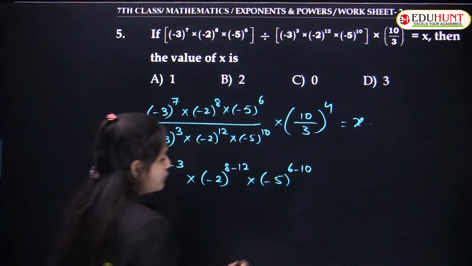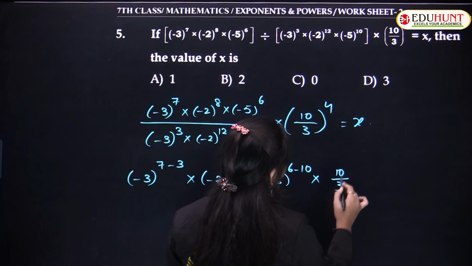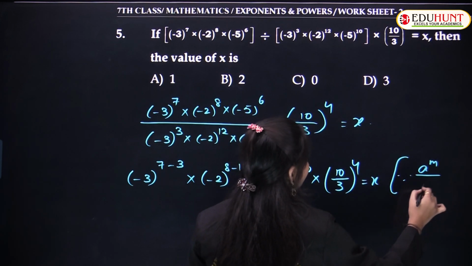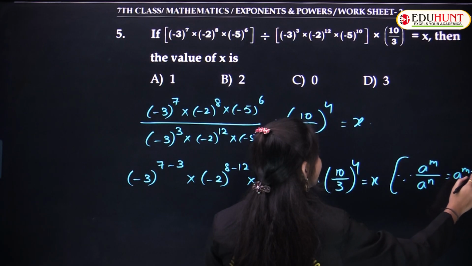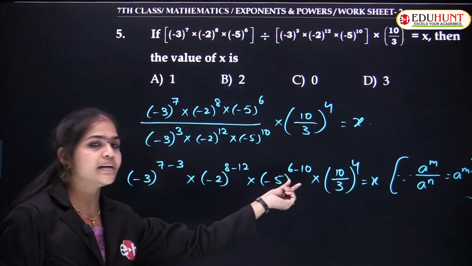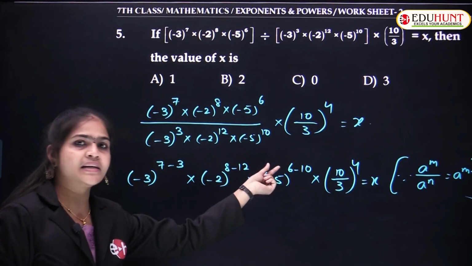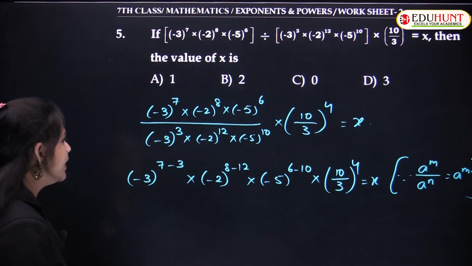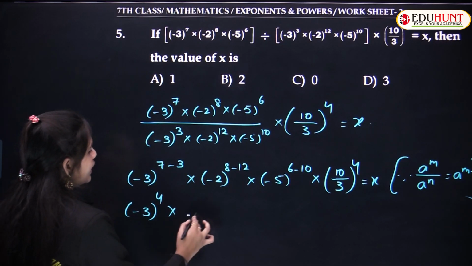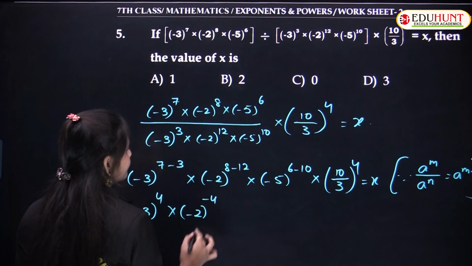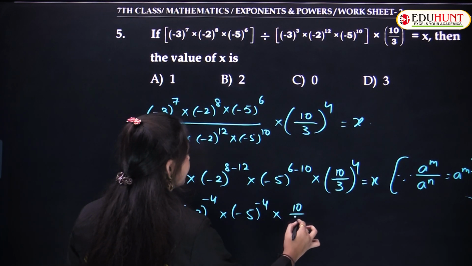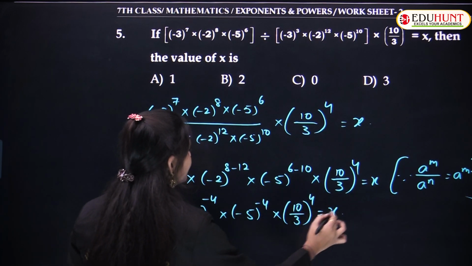Why? Because I'll write that formula here: a power m by a power n is equal to a power m minus n, and n minus m also there, but here by using one formula only I have written here, or else here 12 minus 8, 10 minus 6, the n minus m formula. Okay, now see that (-3)^(7-3) is 4, into (-2)^(-4) into (-5)^(-4) into (10/3) whole power 4, which is equal to x.